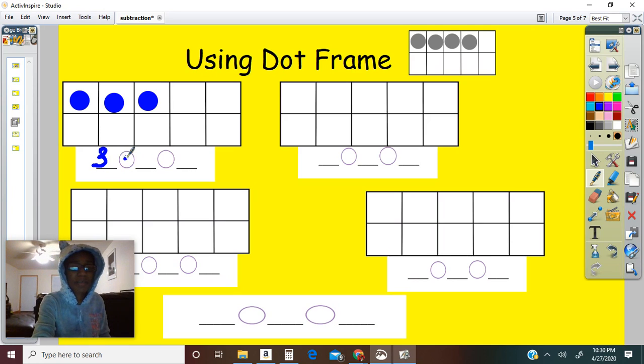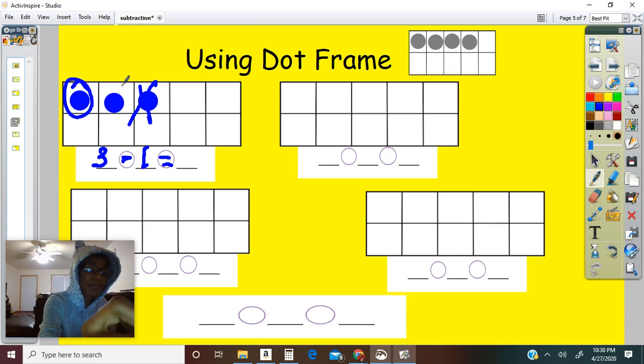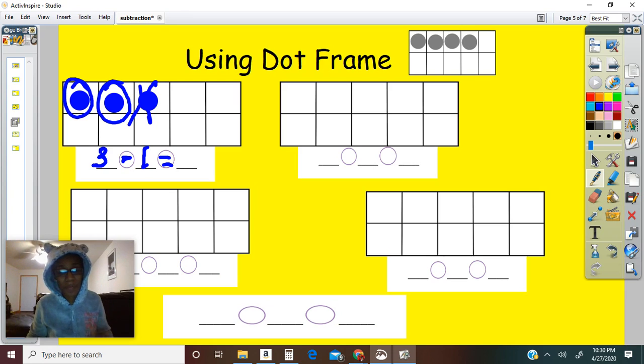And how about we take away 1? When we take away, what should we do again? You're right, X out. How many is left over? Let's count to double check that it's 2. 1, 2. Perfect job. That lets us know that 3 minus 1 equals 2. Let's put some more dots in here and see if you can figure out the rest. I'll let you go ahead because I'm sure you're catching on.